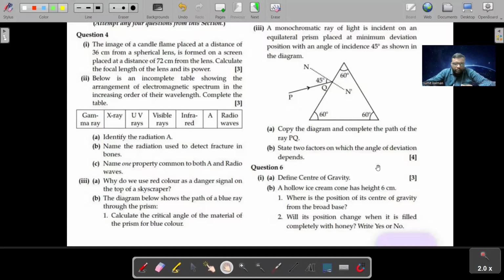So hello dear students, today we'll solve one problem. This problem is basically from optics and this problem is from class 10th ICSE board 2024. The problem is like this.